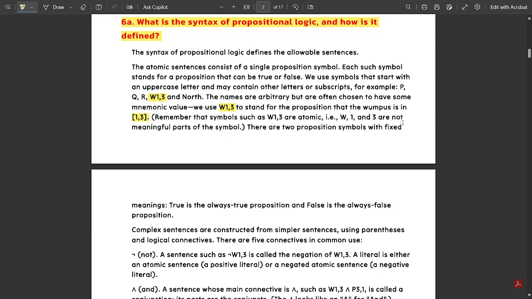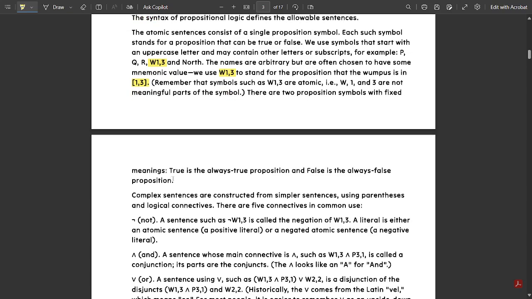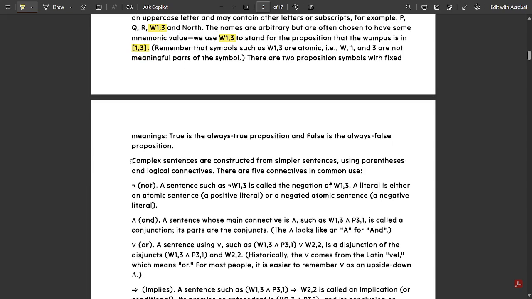There are two proposition symbols with fixed meanings. True is the always-true proposition and false is the always-false proposition. Next, complex sentences are constructed from simpler sentences using parentheses and logical connectives. There are 5 connectives in common use in propositional logic, which you should know very carefully.